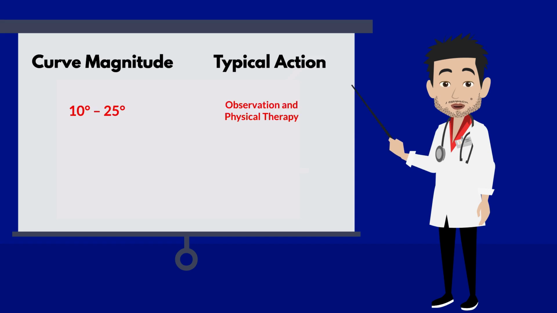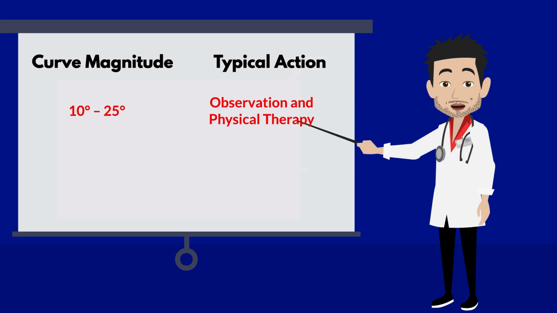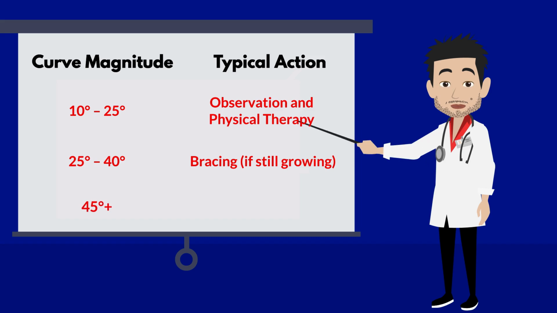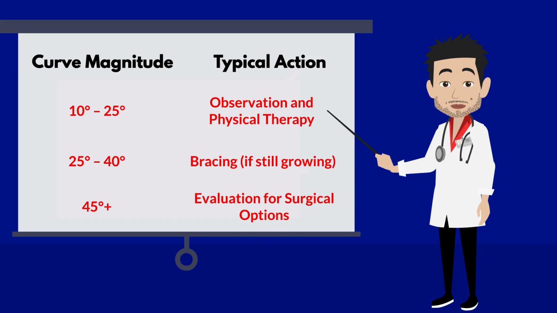Between 10 degrees to 25 degrees, observation and physical therapy; 25 degrees to 40 degrees, bracing, if still growing; 45 degrees plus, evaluation for surgical options.